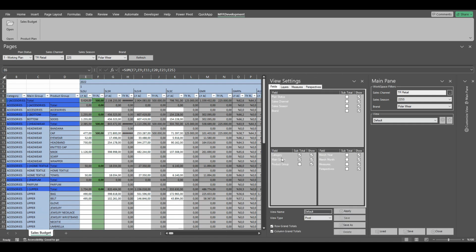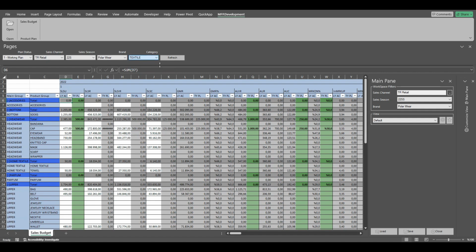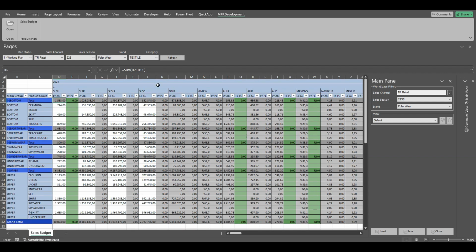In our example, I'm placing the category in the page field and selecting the textile category. As we can see, our this year plans are currently empty. As a planner, let's make our plan first.